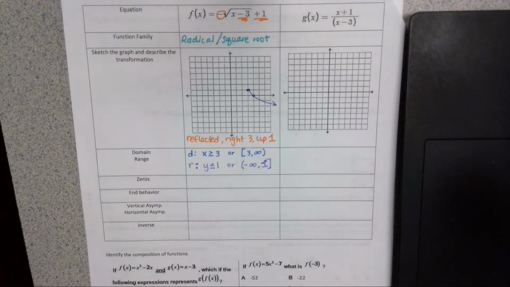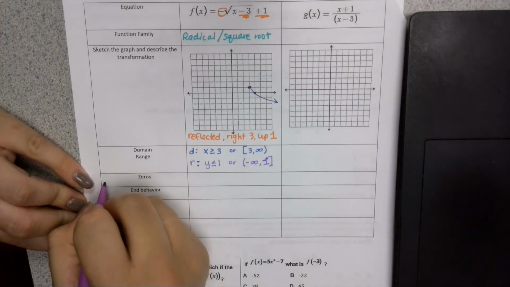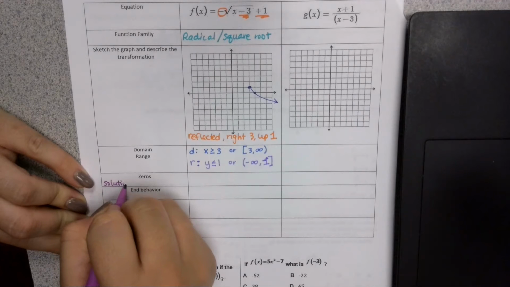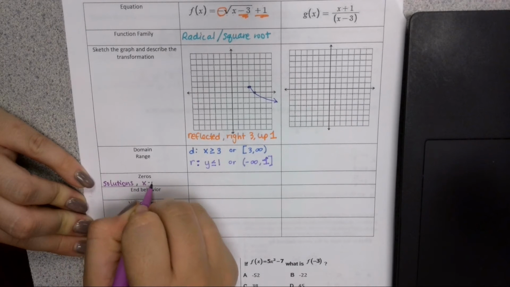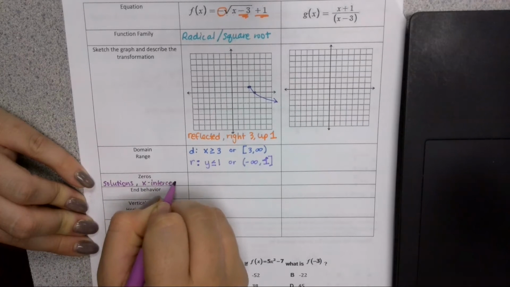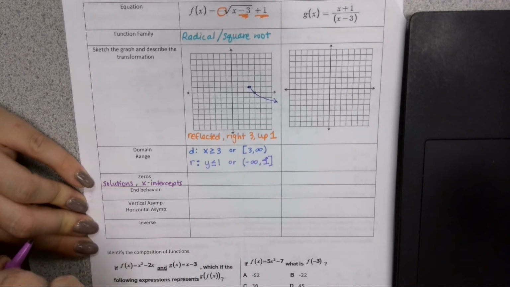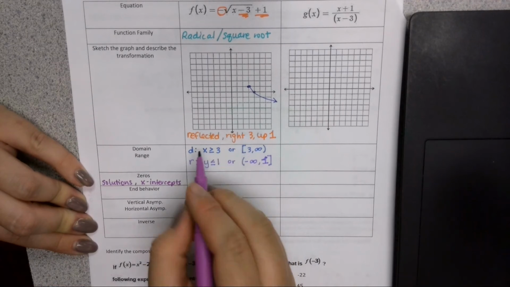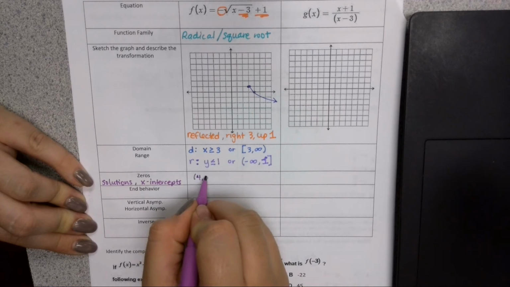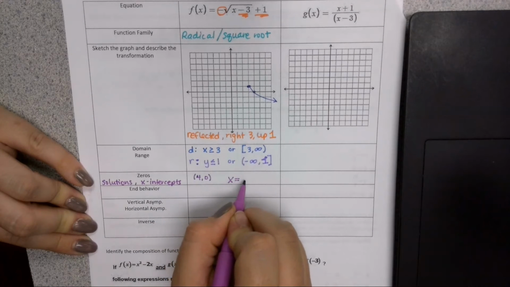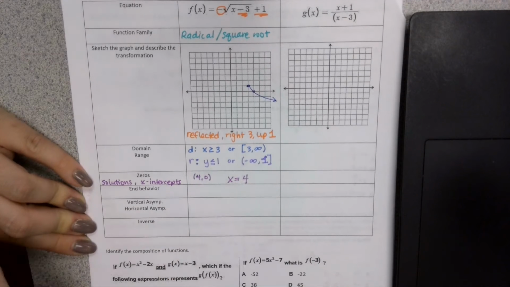Another word for zeros would be solutions. Sometimes you'll see x-intercepts. They're all meaning the same thing. So where does this graph cross my x-axis? It crosses it at (4, 0), which as a zero or a solution would just be x equals 4.